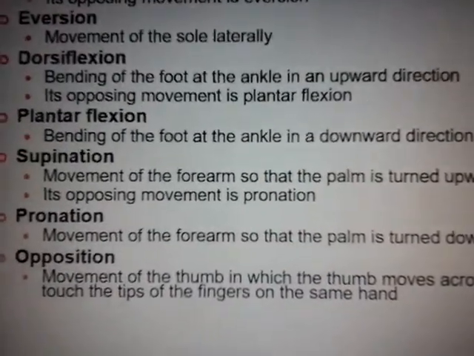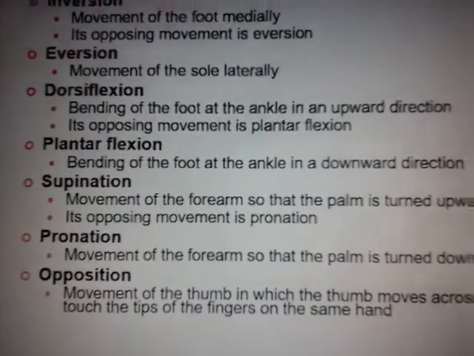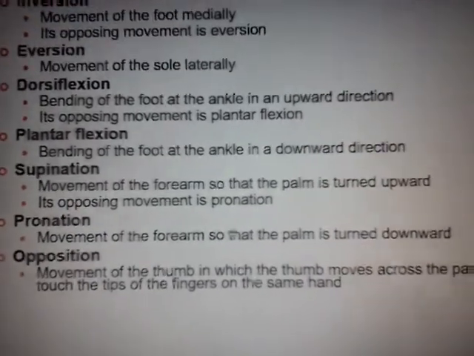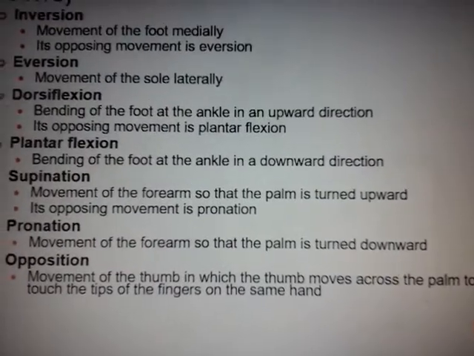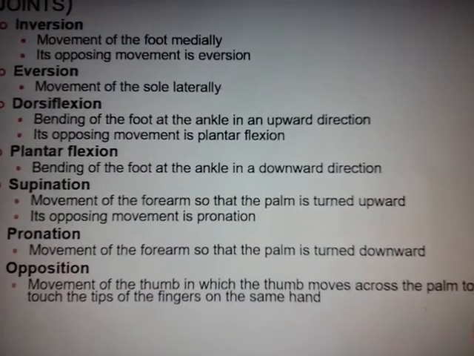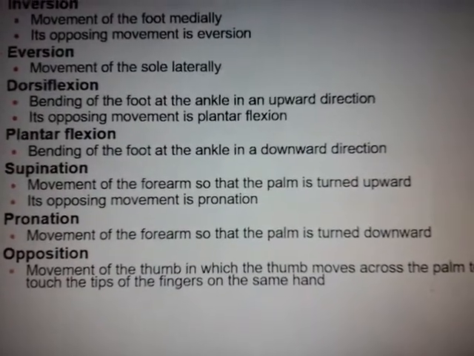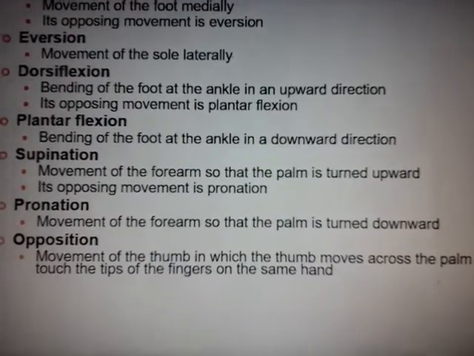And then opposition, as primates, we have what are called opposable thumbs. Our thumb has the ability to basically move in all different directions. And so that's the special joint that makes us different from other primates.